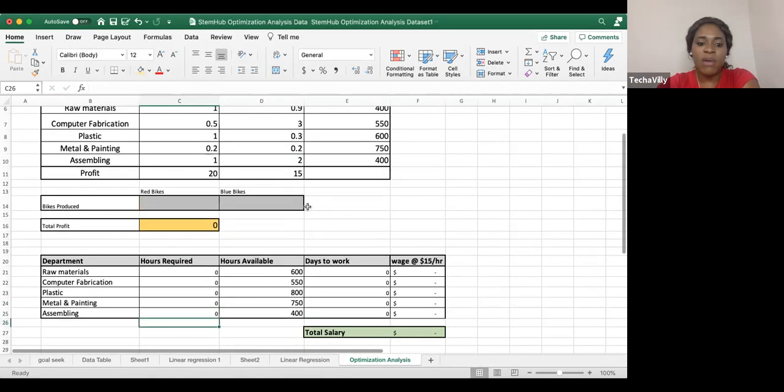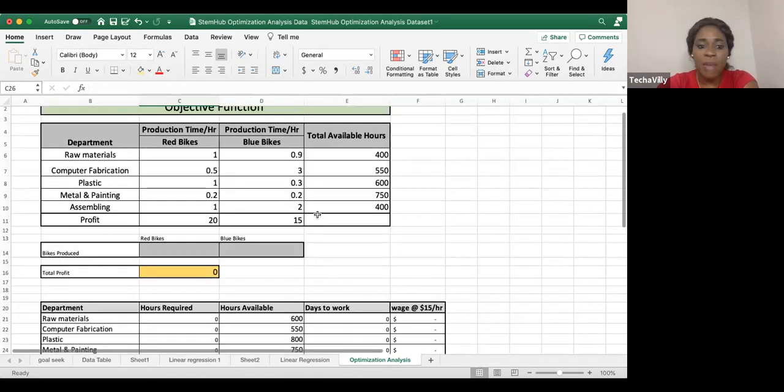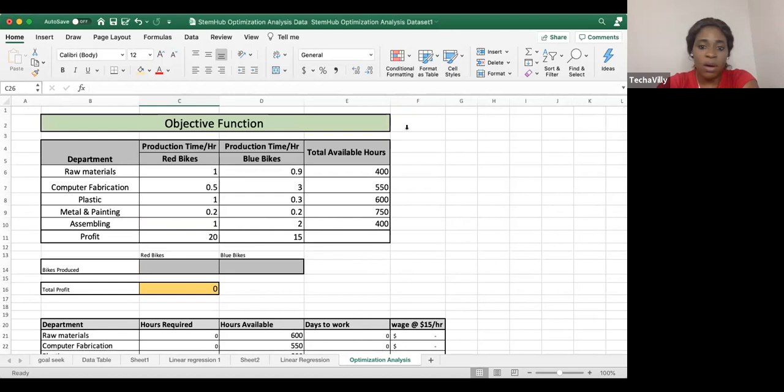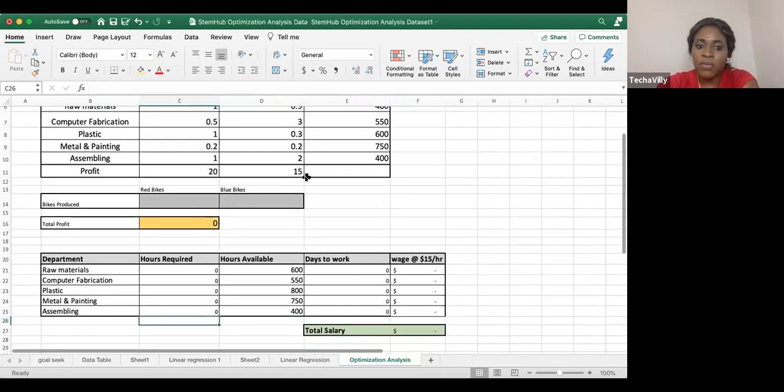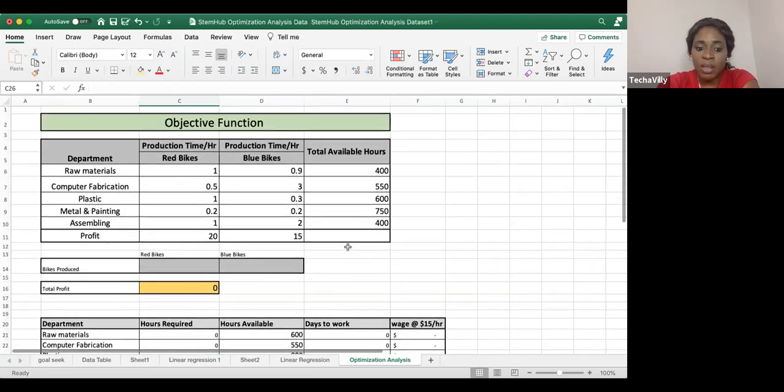So right now, we already formatted this. If you don't format this, your optimization model is not going to work. You need to format the model, because you're going to use that to run this model right now.